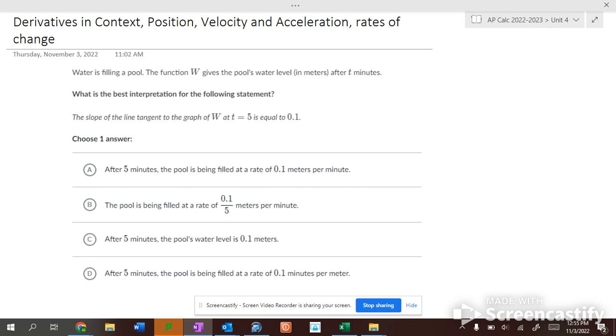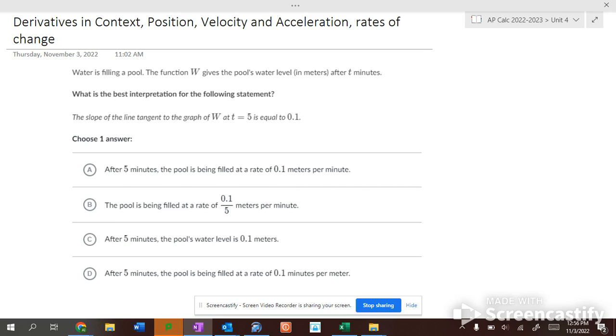Okay? So, the slope is talking about what? The what of the function? The rate of change. The rate of change, but the derivative. Come on. That's all we've talked about this year. Well, that's not all we talked about, but it's the main focus. So that's the derivative. So the derivative at 5 seconds is 0.1. 0.1, thus, is, as you said, the rate of change. Okay? So our rate of change at a certain time. Okay? So after 5 minutes, the pool is being filled at a rate of 0.1 meters per minute.